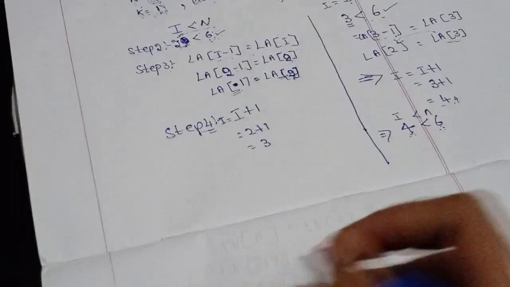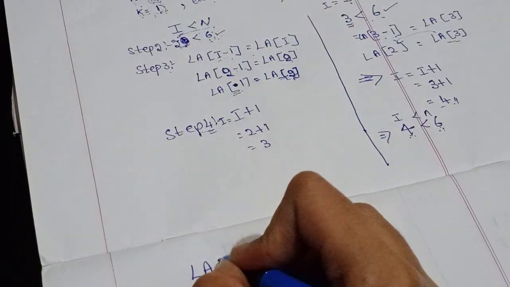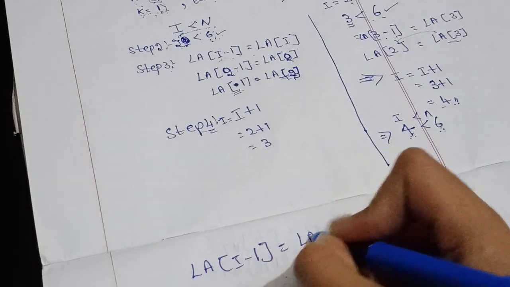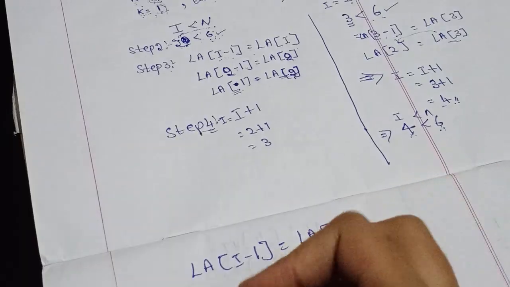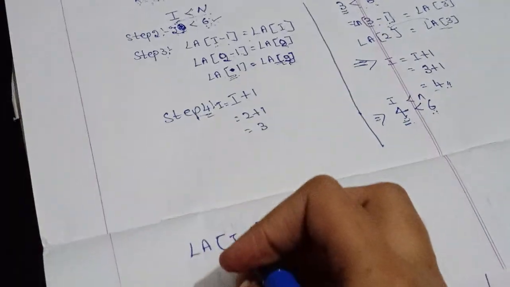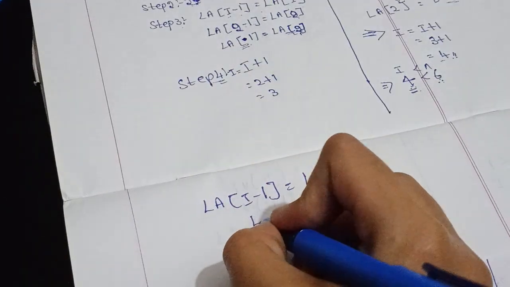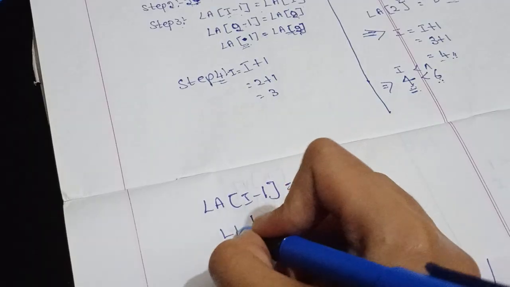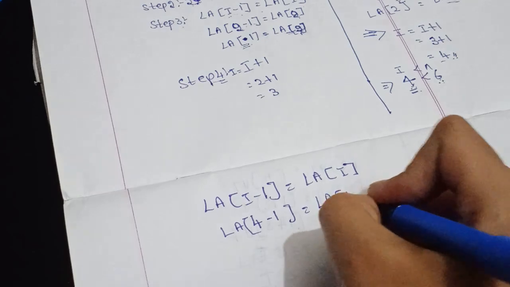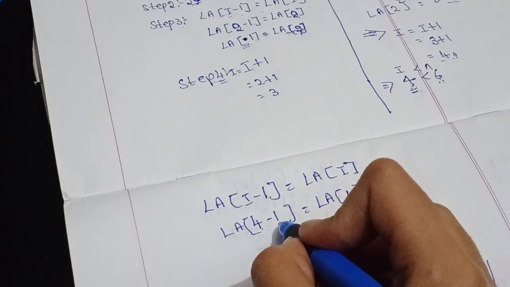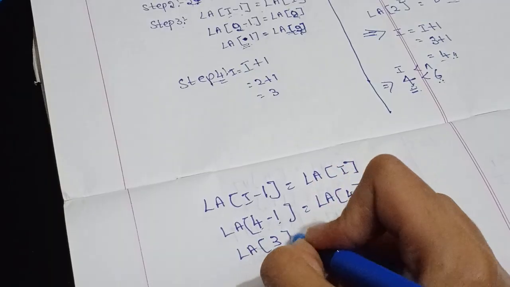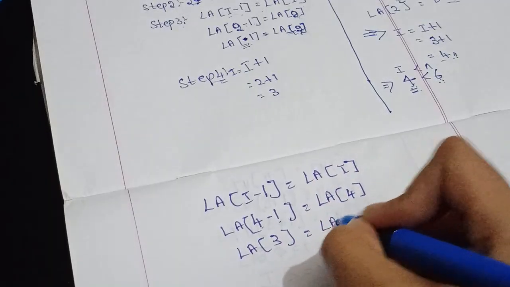Step 3: LA of I minus 1 is equal to LA of I. So the new I value we got is 4, so in place of I I need to replace 4. So here also the I value will be replaced with 4. 4 minus 1 is how much? 4 minus 1 is 3. So LA 3 is equal to LA 4.